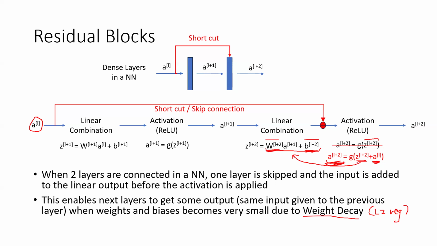So if this ZL plus 2 is good, if it is significant, we don't need this AL. We can proceed with AL plus 2, but if this is going to 0 or very small, then we can use this AL, assign it, get the activation function and assign to this AL plus 2 and continue the neural network. So that is how it is working if you think intuitively.